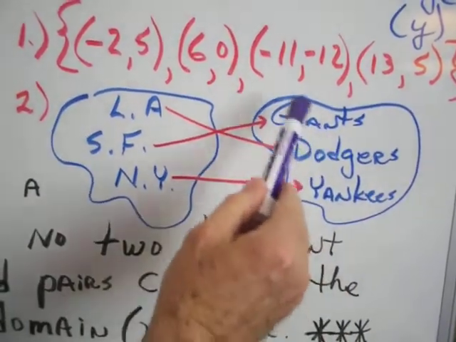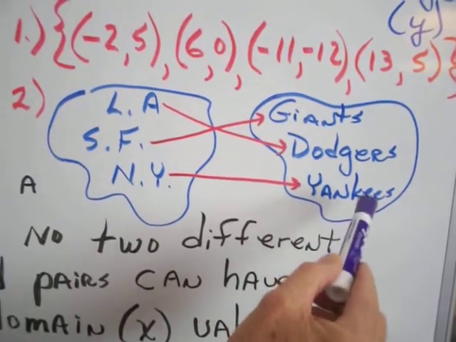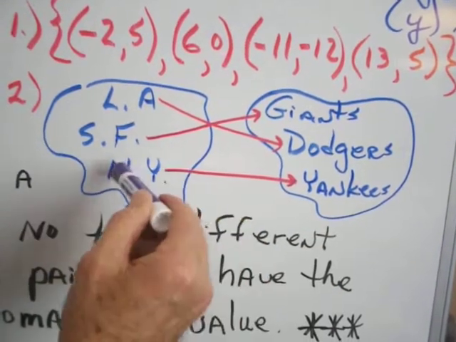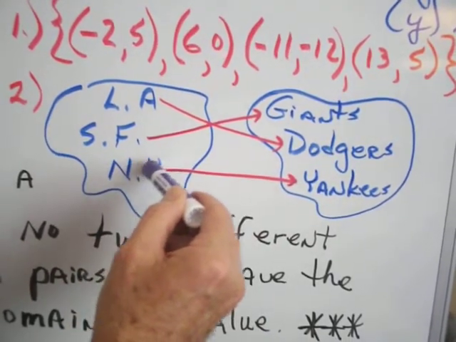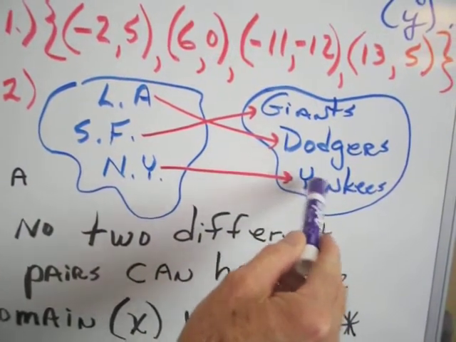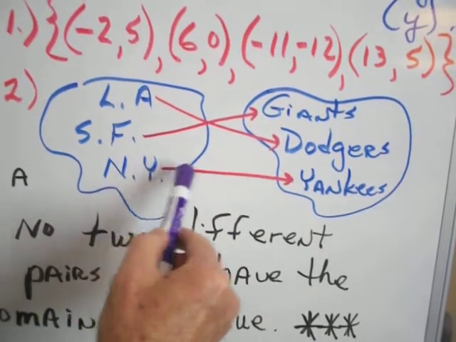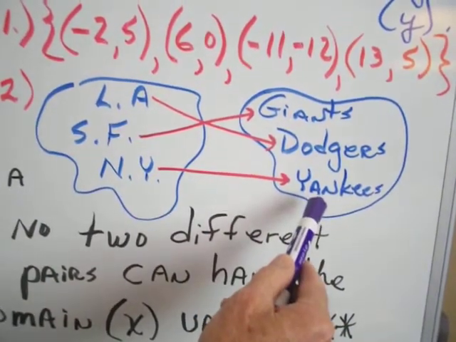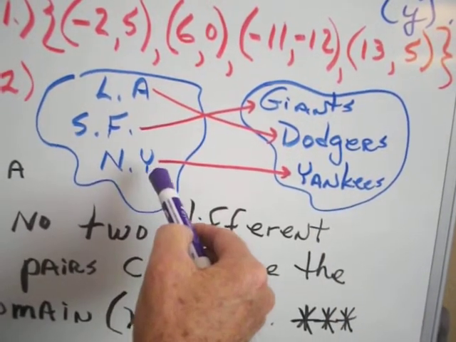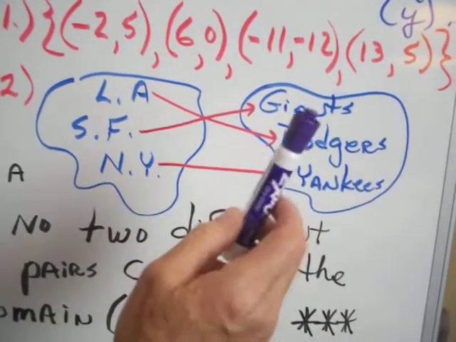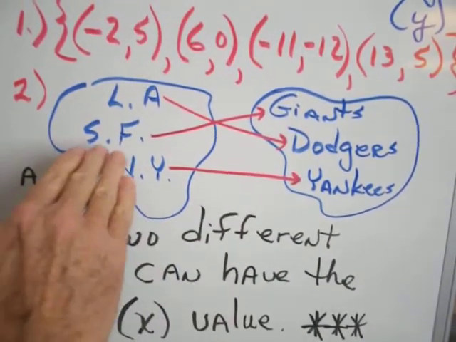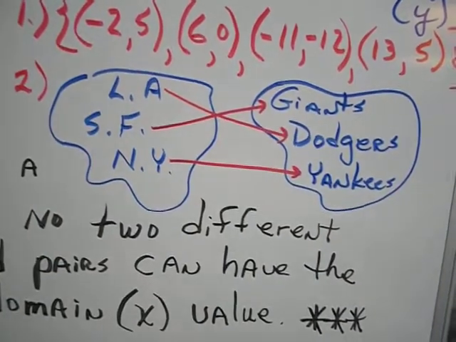If there would have been the range value of Mets in here, New York would have not only corresponded to the Yankees, but New York would have also corresponded to the Mets. And if it would have been that kind of a case, we wouldn't have a function, we'd have a relation, but we don't have Mets in the range map. An example of a function.